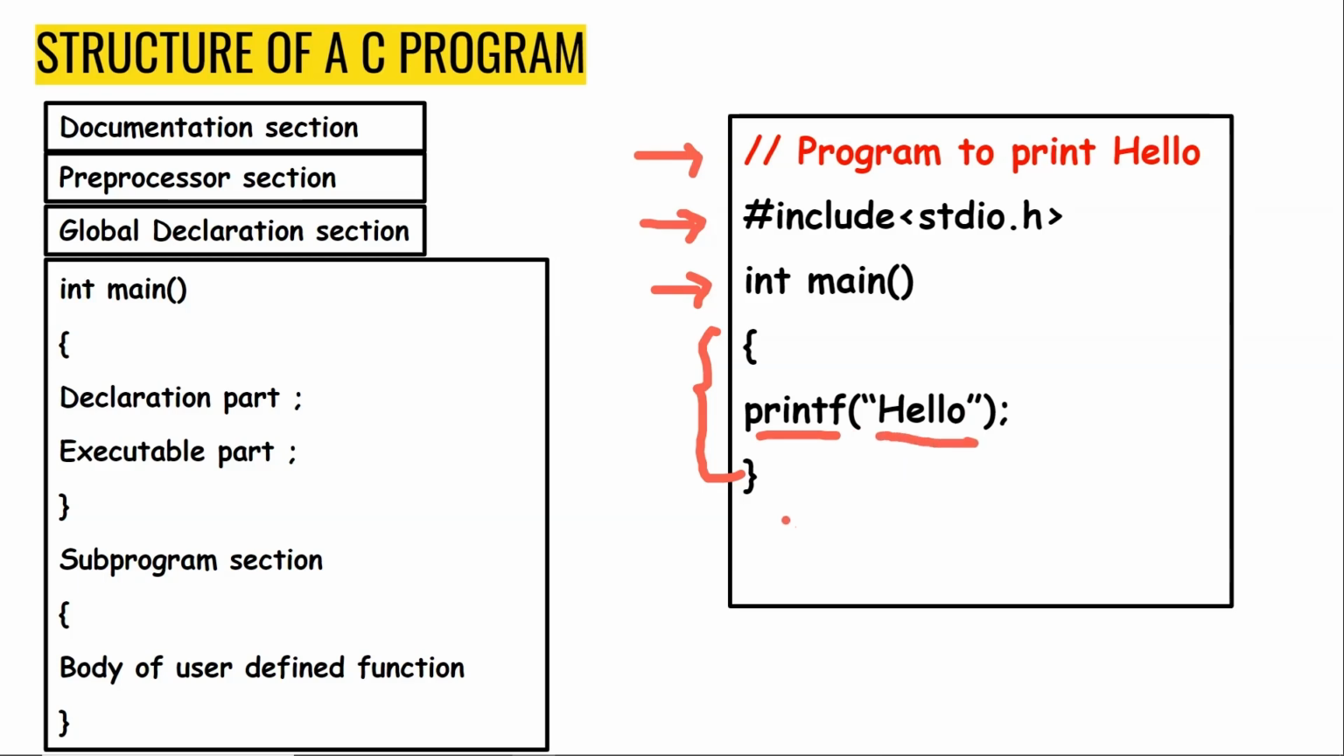So this program prints hello. The printf statement is an output statement. It will just print whatever is given within the double quotes. So here this program is going to print hello, which is the first program.